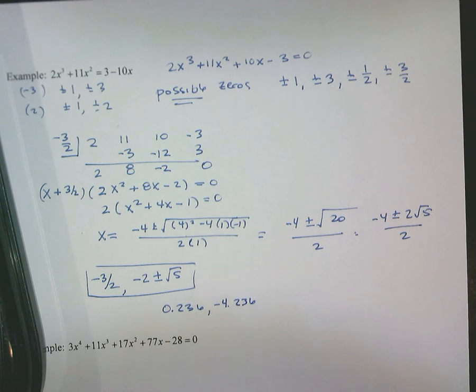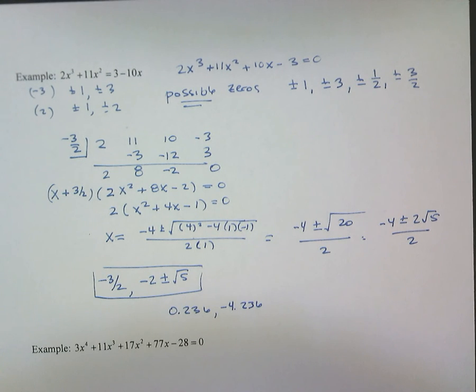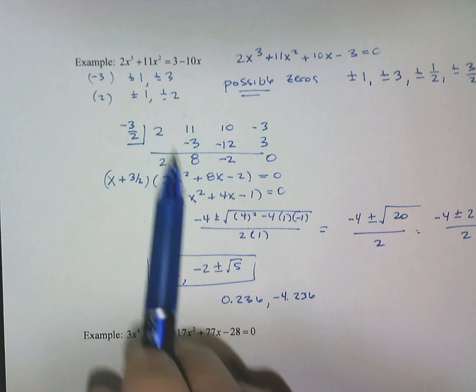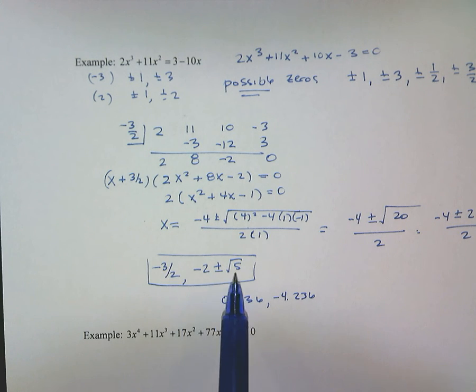But this gives you the exact value. Okay. And also double check yourself, because this was a cubic, it's going to have 3 zeros. So negative 3/2, negative 2 plus the square root of 5, and negative 2 minus the square root of 5.